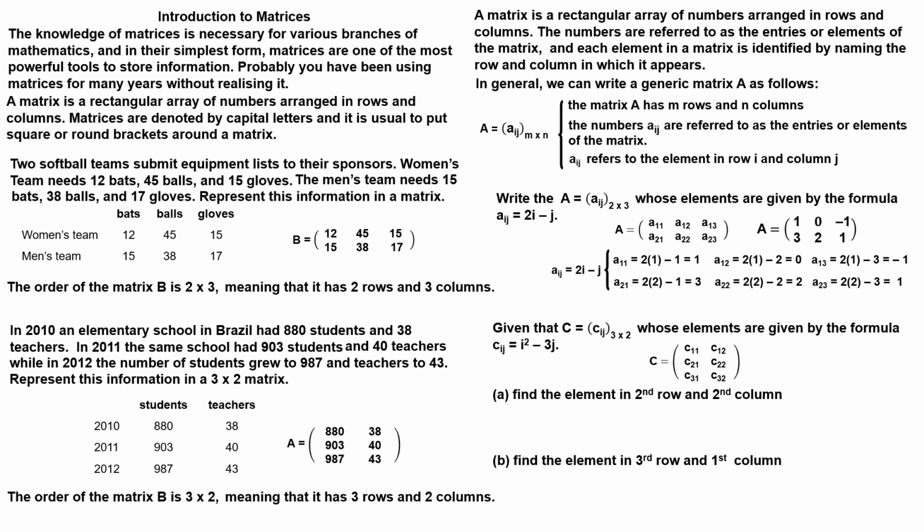In item A, just find the element in second row and second column. Replace i with 2 and j with 2. In item B, just find the element in third row and first column. Replace i with 3 and j with 1.